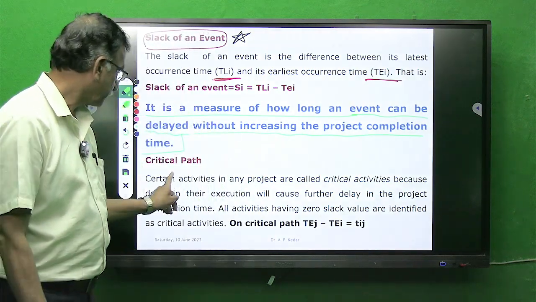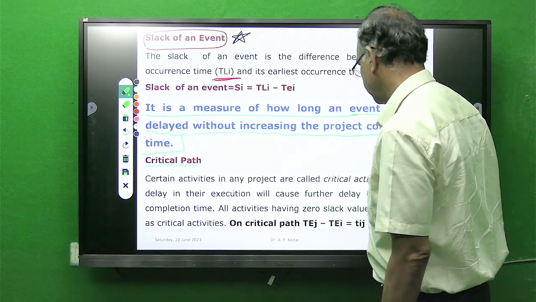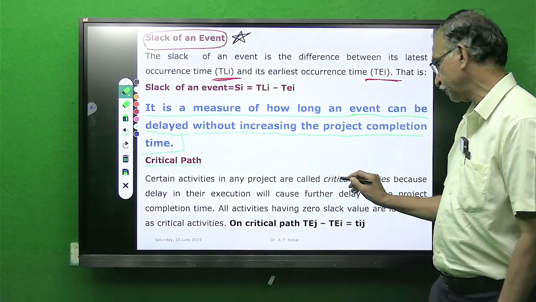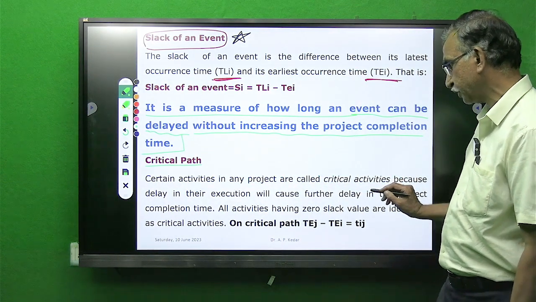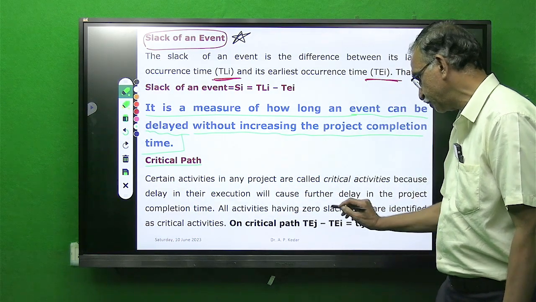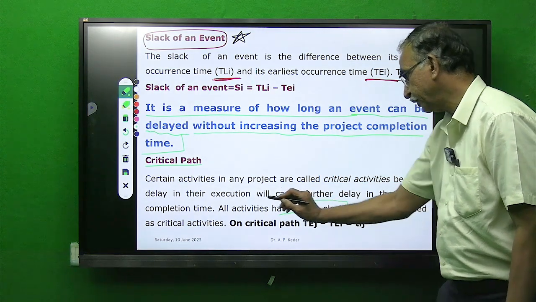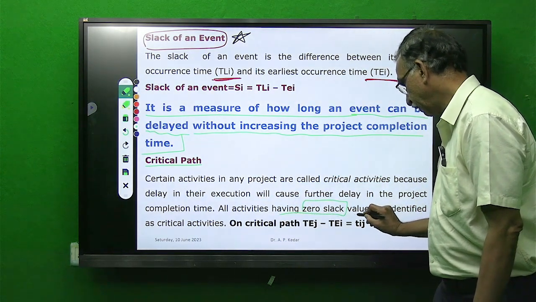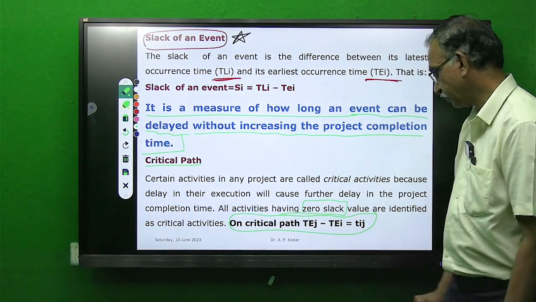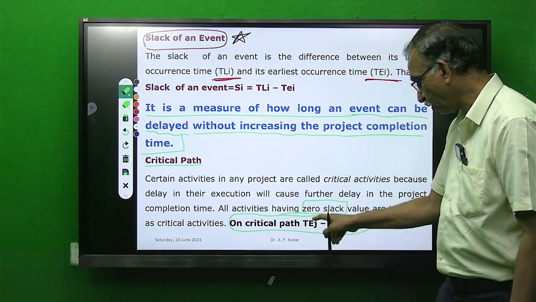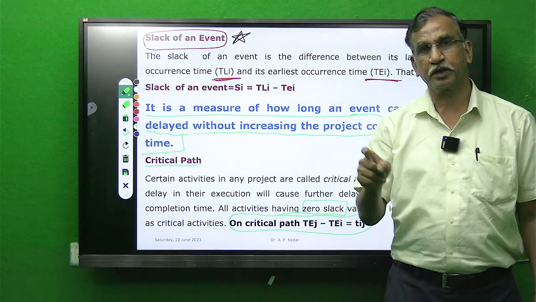And last is the critical path, the path of longest duration. Certain activities in any project are called critical activities because delay in their execution will cause further delay in project completion time. All activities having zero slack, this is very important, are identified as critical activities. In a further lecture we will see this relation on the critical path, and the critical path will be the path of longest duration.